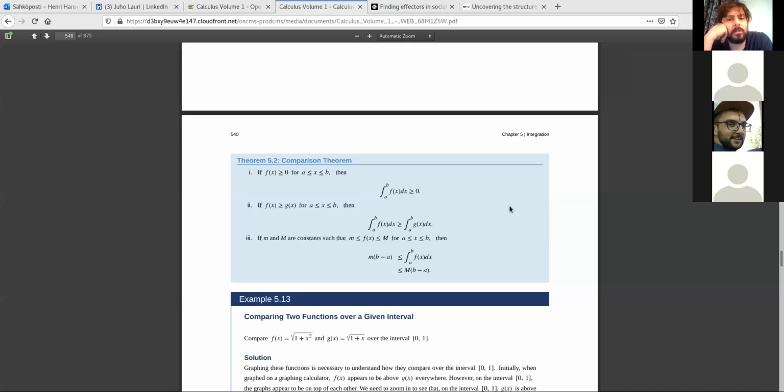There are what are called comparison theorems. If you integrate over a positive function, then its integral will be positive if you integrate from left to right. That should be obvious. If f is larger than or equal to g, the integral of f over a region is larger than or equal to the integral of g over the same region, if f is larger than or equal to g in that region.